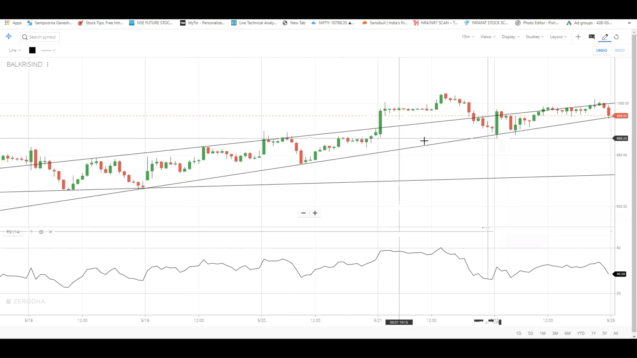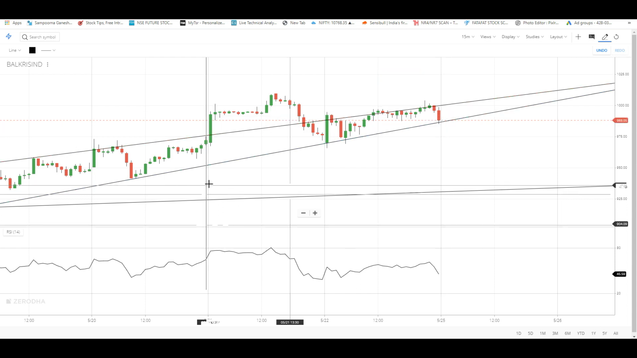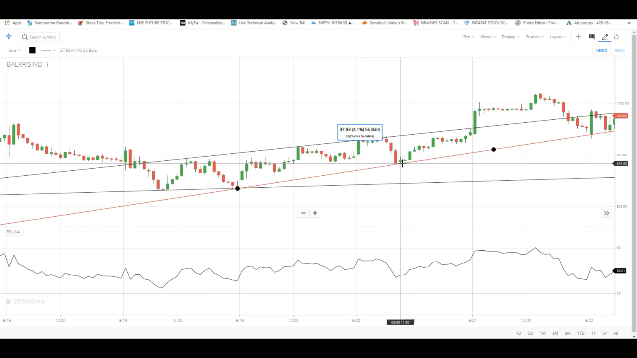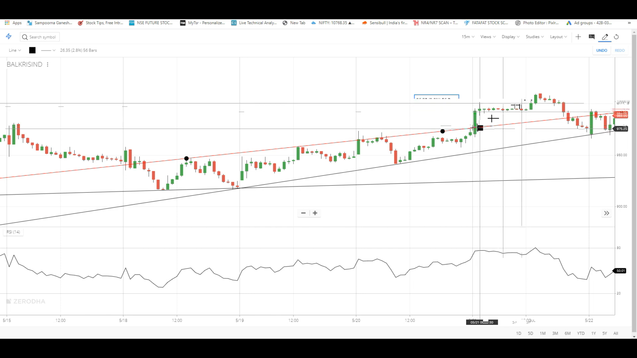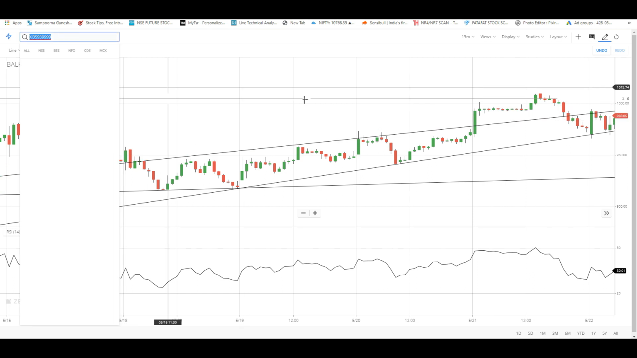Now here, whenever the Balkrishna Industries stock was coming to this particular point, I was actually trying to buy. Here I was closing my trade. However, here it has given a breakout, it has gone out of this range, and then again, sorry guys, it has come back to our same range.